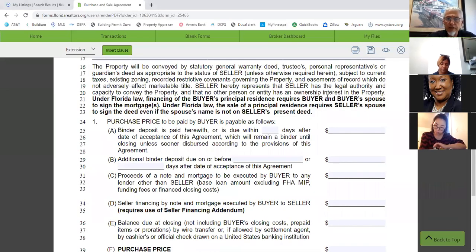Under Florida law, and it describes right here the spouse rules. Under Florida law, the sale of principal residence requires the seller's spouse to sign the deed, even if the spouse's name is not on the seller's present deed. Because many times people own property, their spouse died, they got married again, and moved into the property. Now you have a different heir, a different owner.